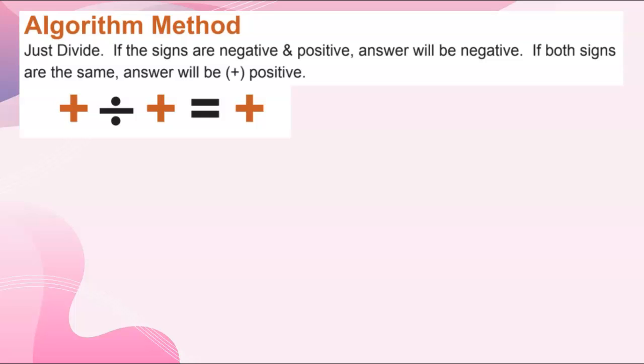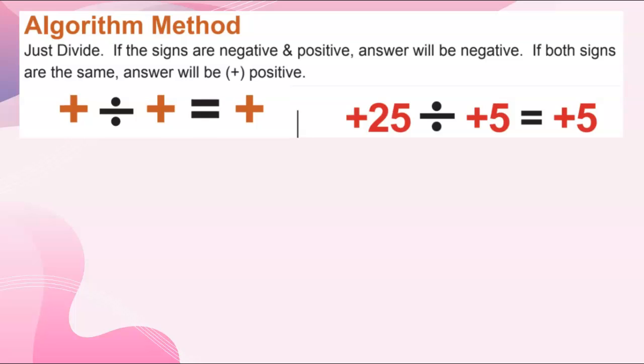So let's take a look at this. Here we have a positive divided by a positive, and of course those are the same signs, so we will get a positive answer. If I had +25 divided by +5, well, you guys know 25 divided by 5 is 5. We wouldn't get a negative out of that. It's always going to be that +5. So like with multiplication, we've been using this rule, we just have only been using it when we're talking about our positive numbers.